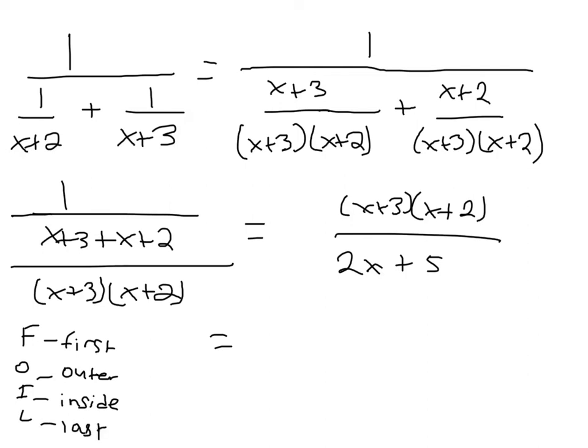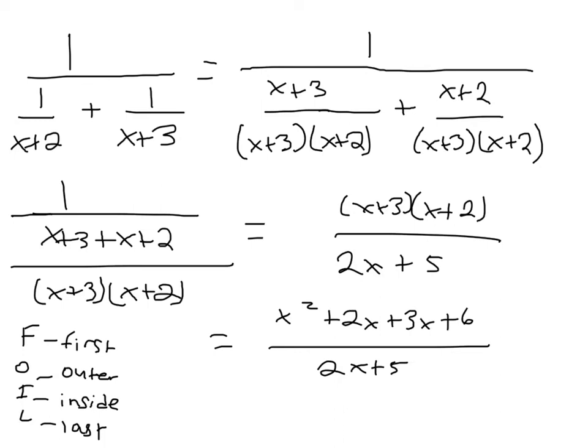Our first two numbers, x times x, that is x squared. Our outer numbers, x times 2, that would be 2x. Inner numbers, or the inside numbers, 3 times x, that would be 3x. And then our last two numbers, 3 times 2 would be 6. Now we can just combine like terms here, and I'll keep my denominator.